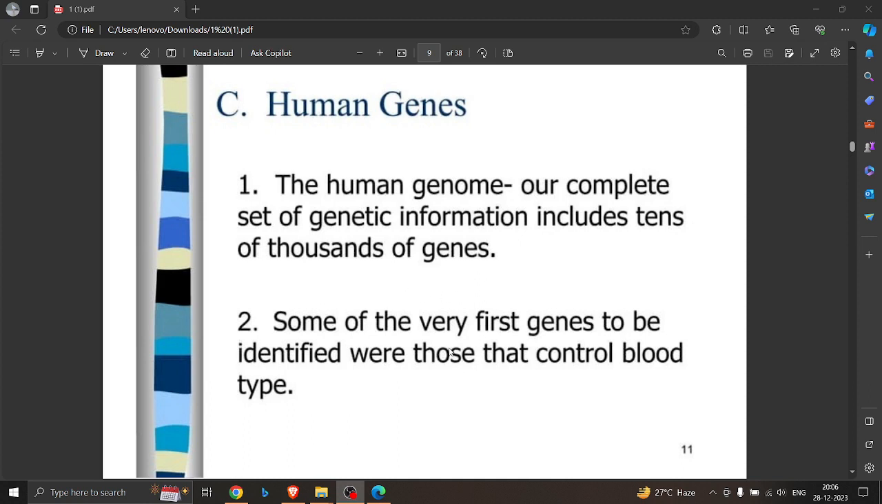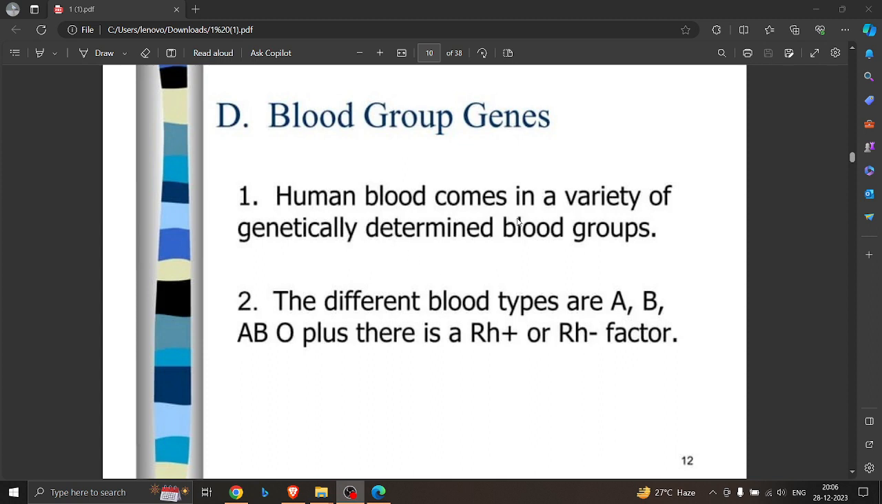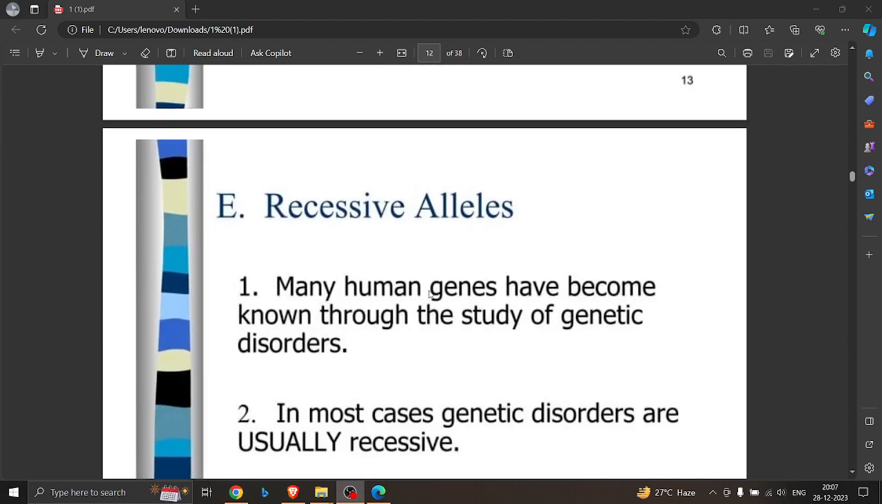Some of the very first genes to be identified were those that control blood type. Human blood comes in a variety of genetically determined blood groups. You all know the different blood types are A, B, AB, and O. There is also an Rh factor, that is Rh positive and Rh negative. Here are the blood groups with phenotype, genotype, antigens, and antibodies shown.